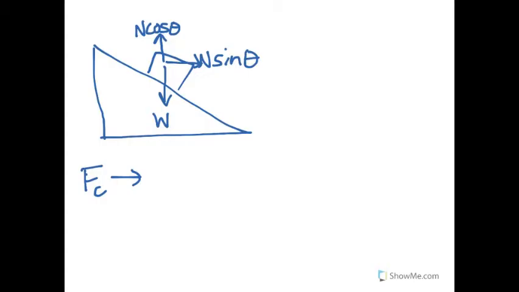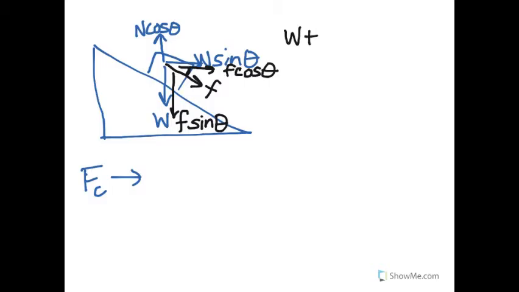But again, we need to split it into components. So if I put, friction will go this way. And so friction is going to have a component this direction and this direction. And so this is the side adjacent, so this is F cosine, and this is F sine. And so now if we look at the up forces, we have the weight plus F sine equals n cosine.